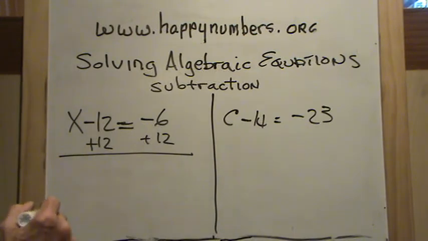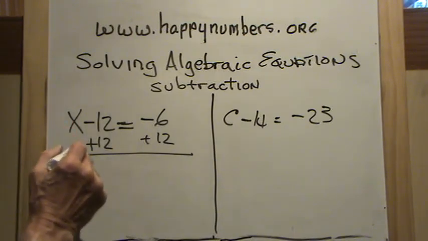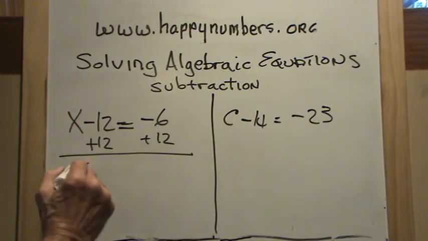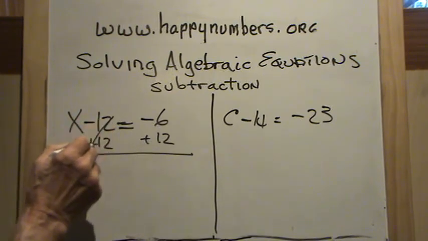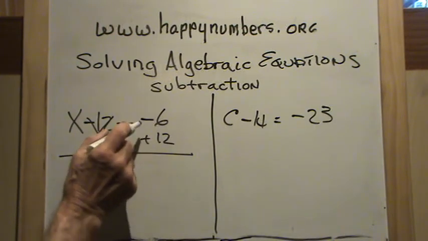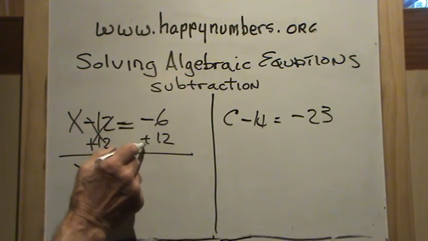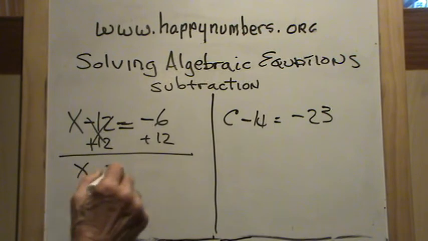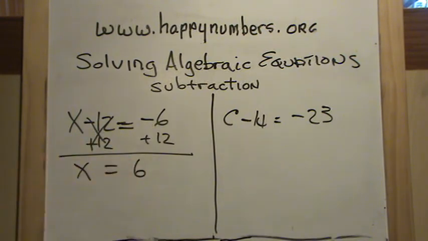Bear with me. Okay, so now when I combine, I have x, and the positive and negative 12 goes away, equals negative 6 plus positive 12 would give me positive 6. So we're saying our solution is positive 6.